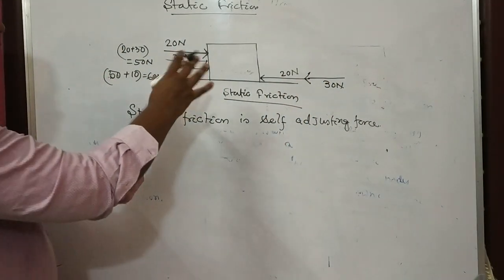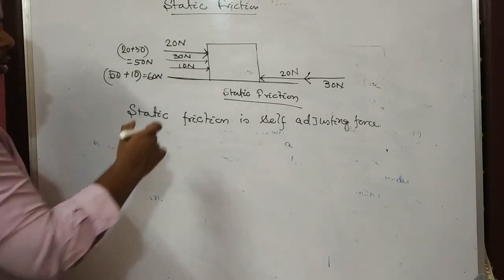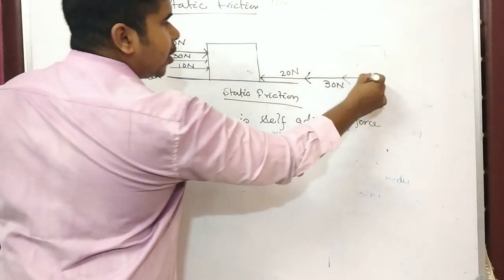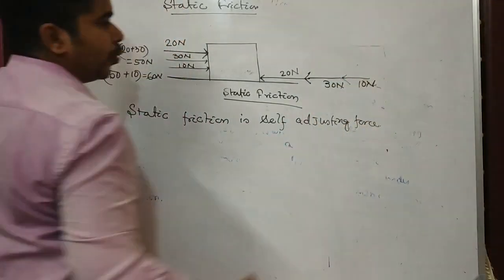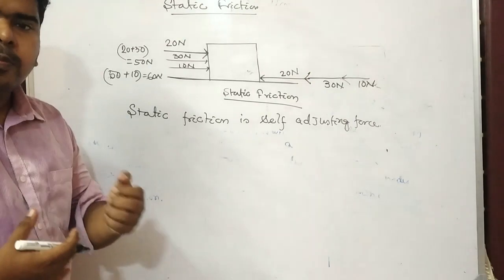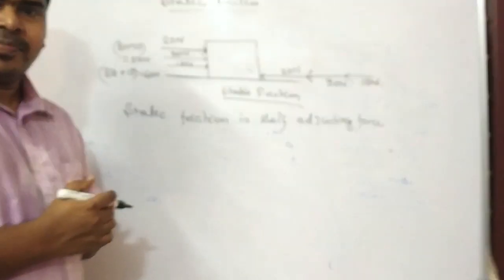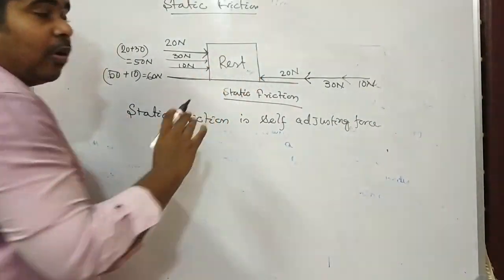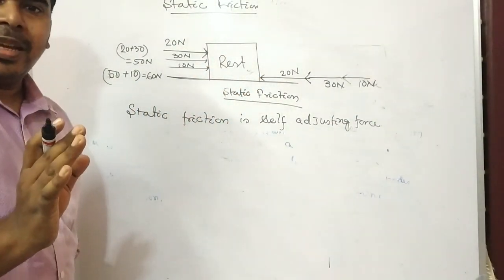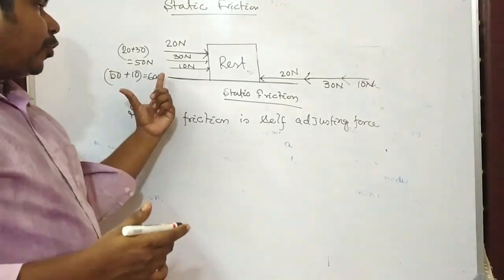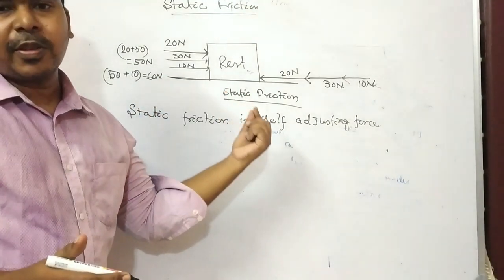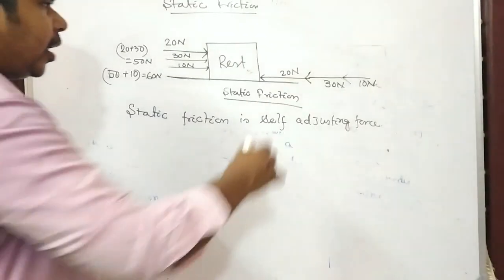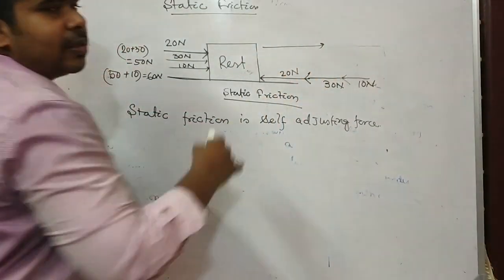Okay, so why is it not moving till now? Because as you have given 10 Newton more, the frictional force has also increased by 10 Newton. I have told you it is self-adjusting, so till now the body is at rest. It is not moving. Now if you give more than 60 Newton of force, then the body will not be at rest. It will start moving in this direction.